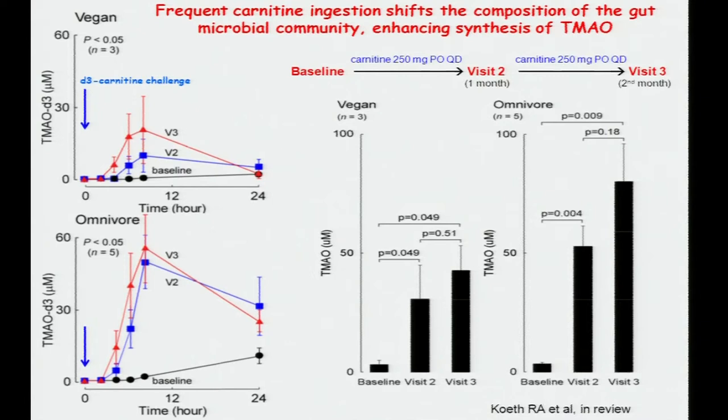And so actually chronic carnitine exposure is changing the intestinal microbial composition and making the subjects more prone to making TMAO, which we think is a pro-atherogenic phenotype. So it suggests, or makes us wonder, if chronic carnitine exposure and things even like energy drinks might be a long-term adverse thing that certainly needs further studies in the future.